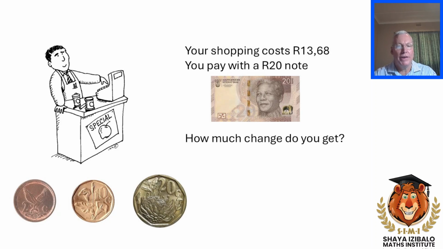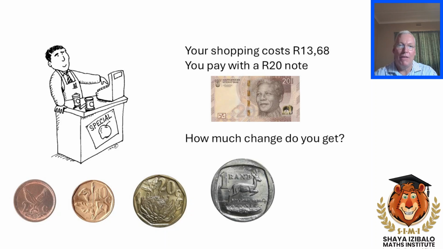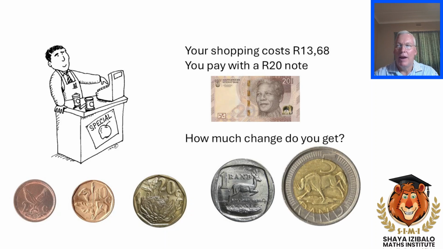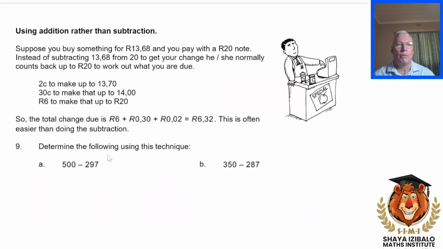Now to get from 14 Rand up to 20 Rand, we're going to give you a 1 Rand and then a 5 Rand. And notice that if we add all of that up, we get 6 Rand 32. But that is actually much easier than doing the subtraction. Let's look at what this looks like in our workbook. We're on page 15, and let's do an example or two, and then we'll let you have a try.